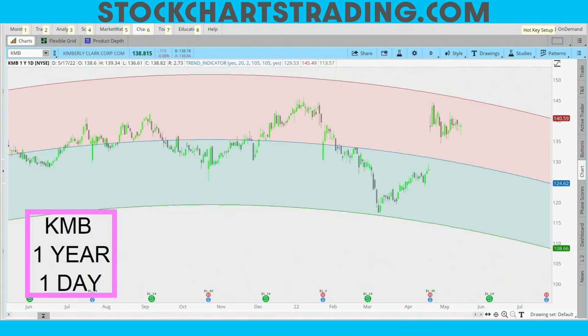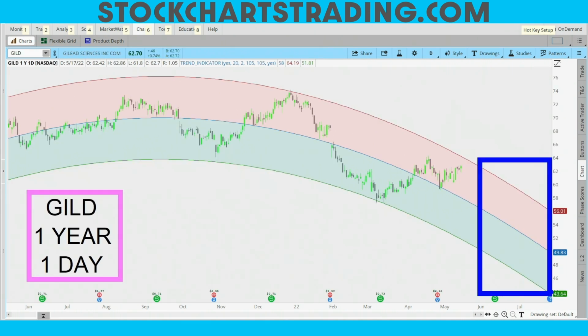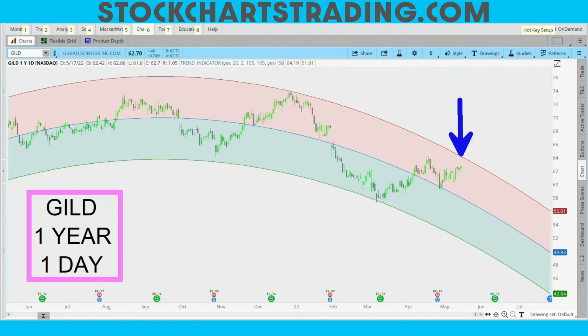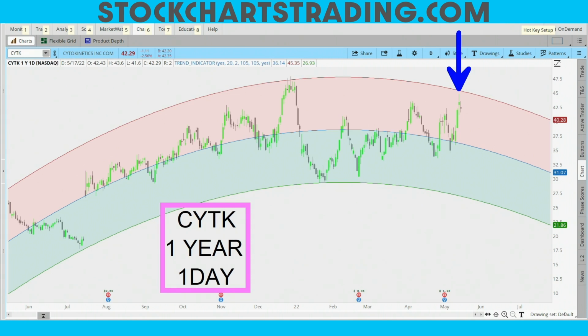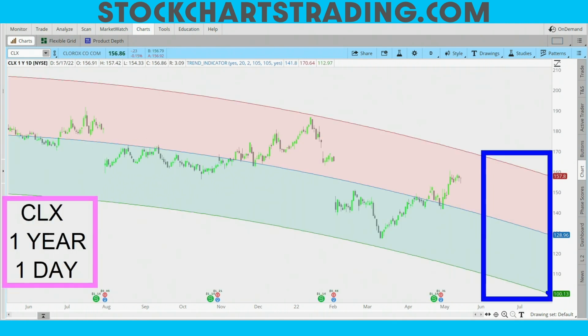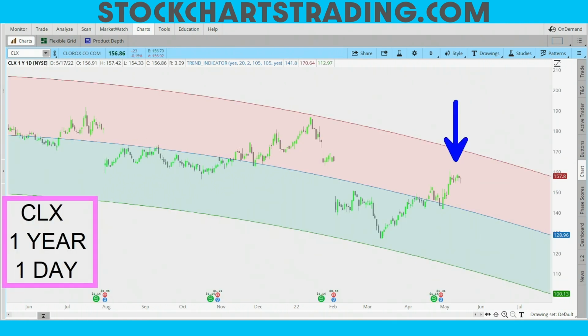No trade. KMB, if you draw a horizontal line across, you'll see the trend indicator going lower, meaning downtrend, down trade. GILD, trend indicator down, which means downtrend, down trade. CYTK, downtrending, down trades. CLX, downtrending, in the top right band, take a down trade.